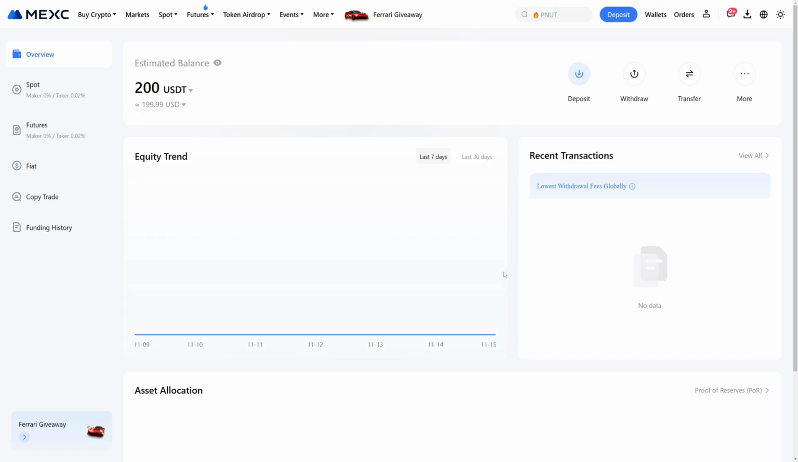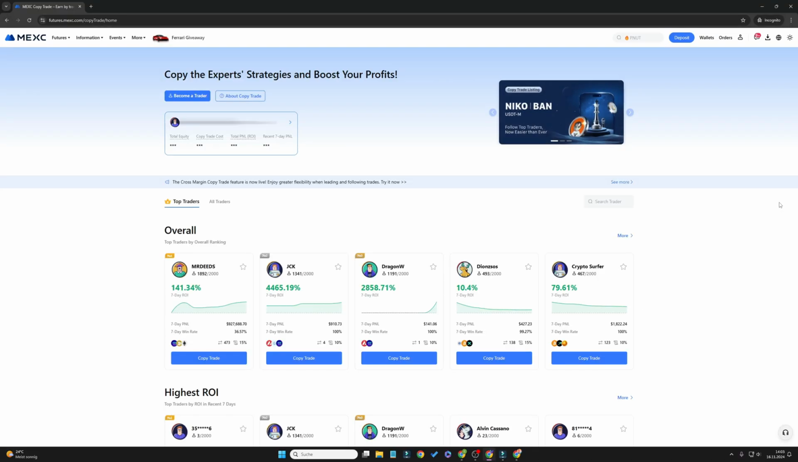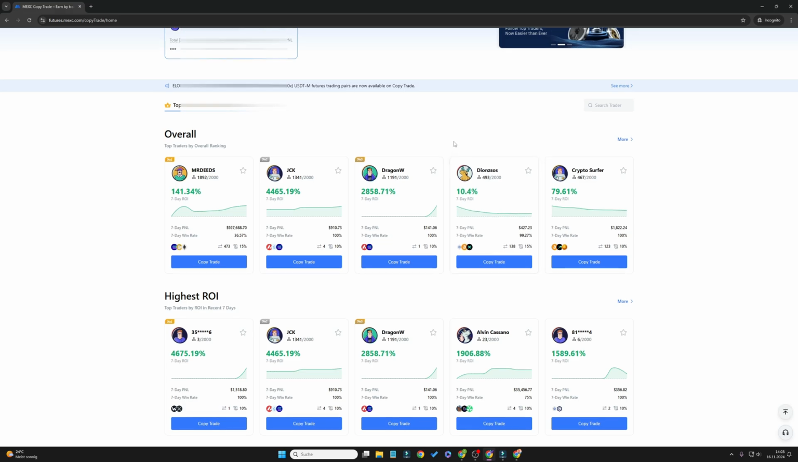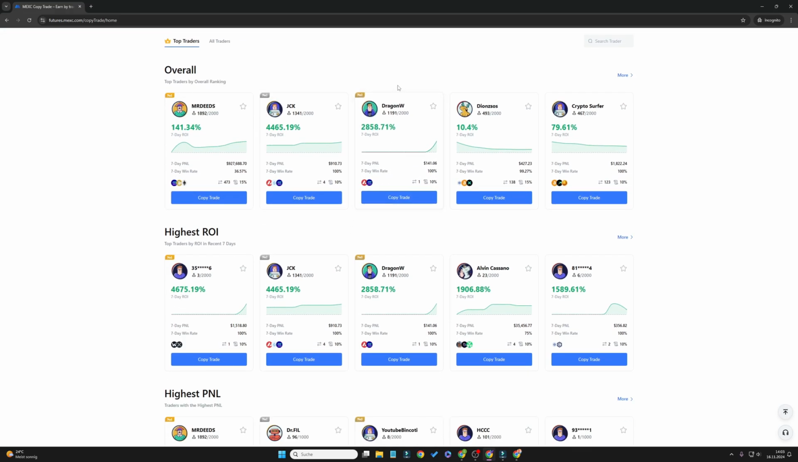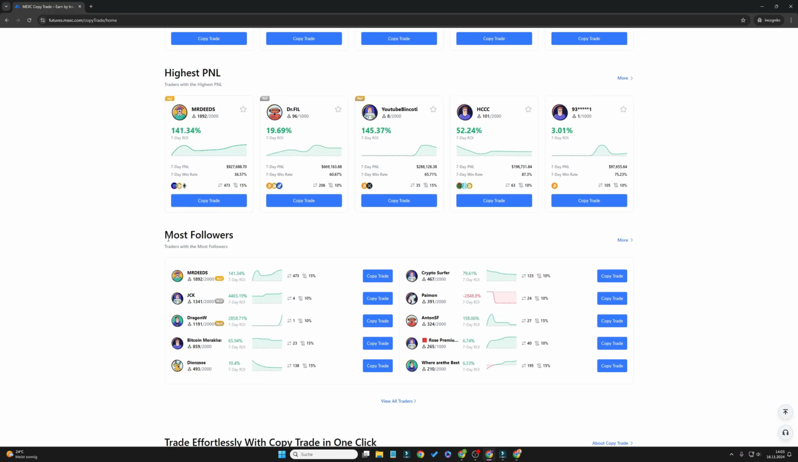Now that we have successfully funded our spot wallet, we can jump right into copy trading. Go to futures on the top left side and then click on copy trade. Now we are in the MEXC copy trading dashboard. Now we can analyze traders and look for the best trader that we want to copy. There are several sections. First of all, the overall section right here. Then we can search for the traders with the highest ROI, which means the highest percentage gain. Then we can look for traders with the highest P&L, which refers to the gain in terms of dollar value. Then lastly, we can look for the traders who have the most followers.